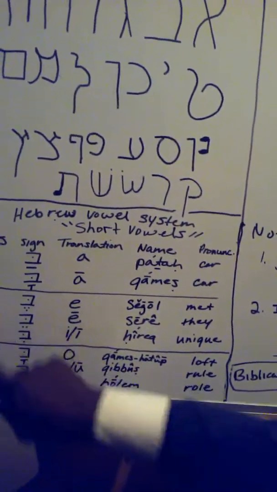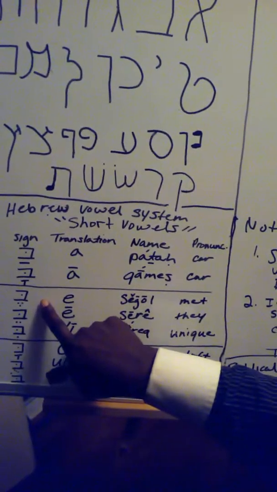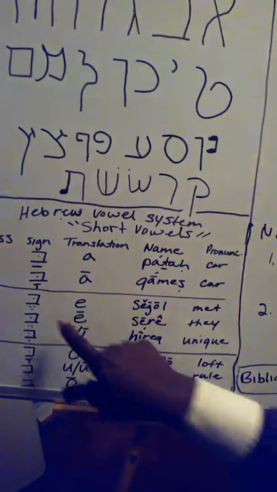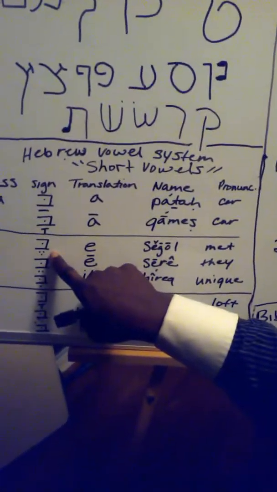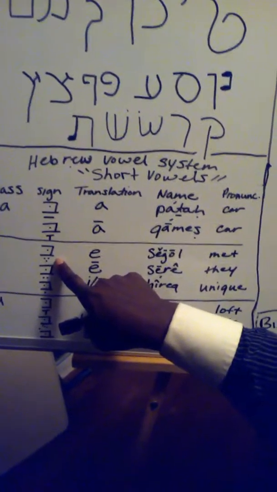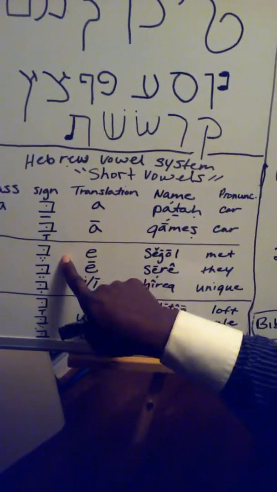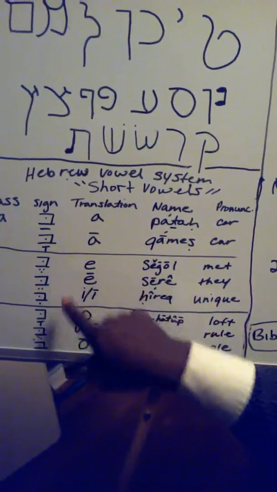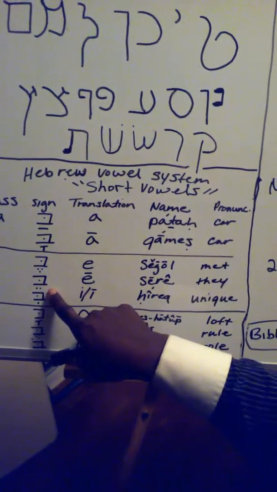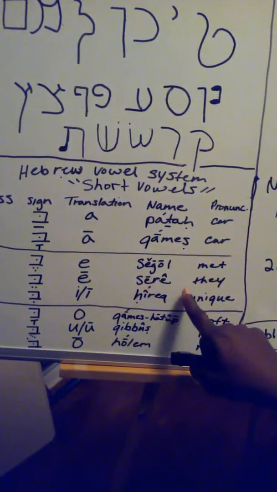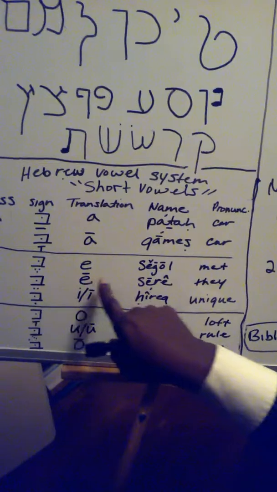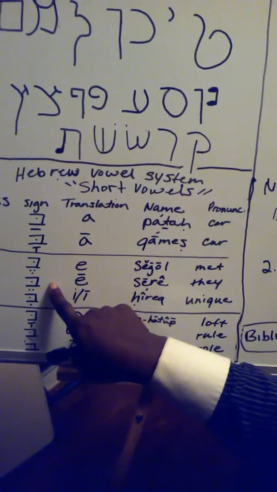Then I also have I-class vowels, right? And that is a segol. It has 3 dots in a triangular form upside down. So that would be be, as in met, be. Okay? I also have the 2 dots, which is a tsere, as in they. It makes the ay sound. So that is a be.